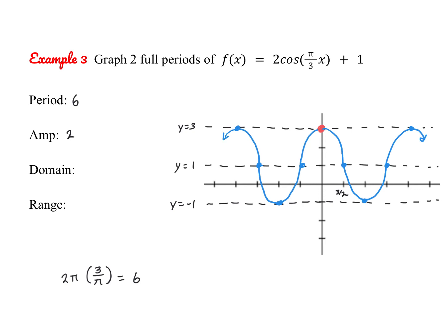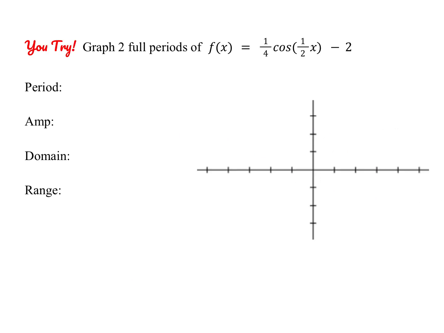Okay, and again, make sure your graph curves around at the top with that arrow to show that it's continuing infinitely. Our domain is all real numbers, and in this case, our range is -1 to 3. All right, so go ahead and pause the video and see if you can try this one on your own.